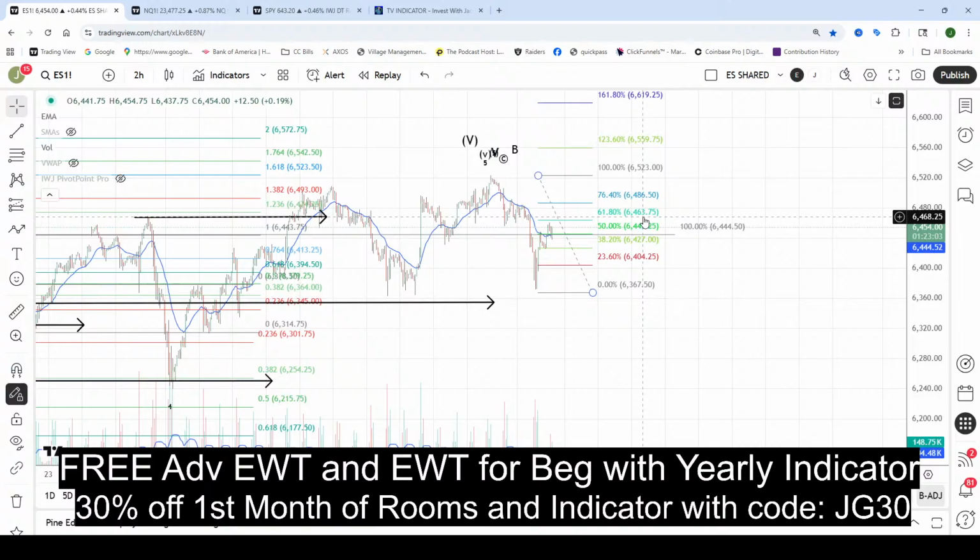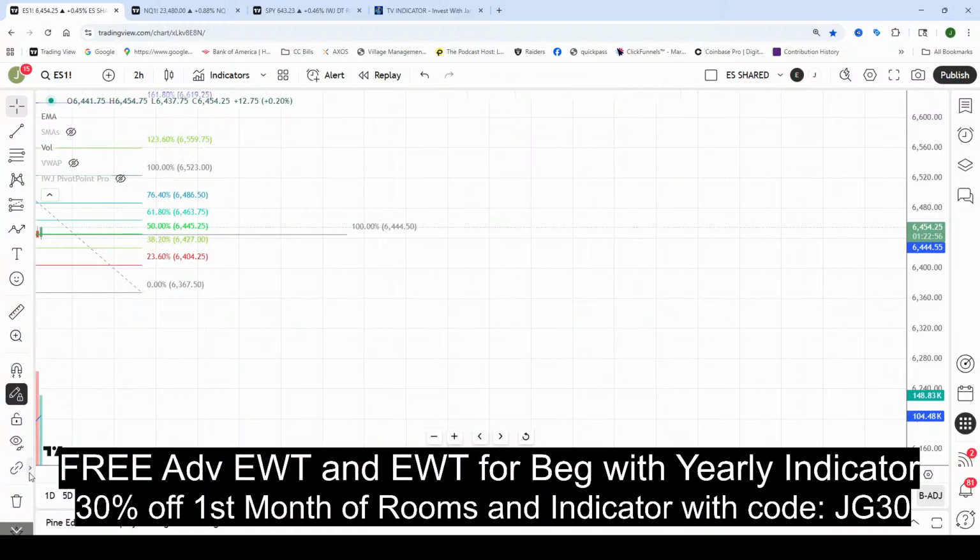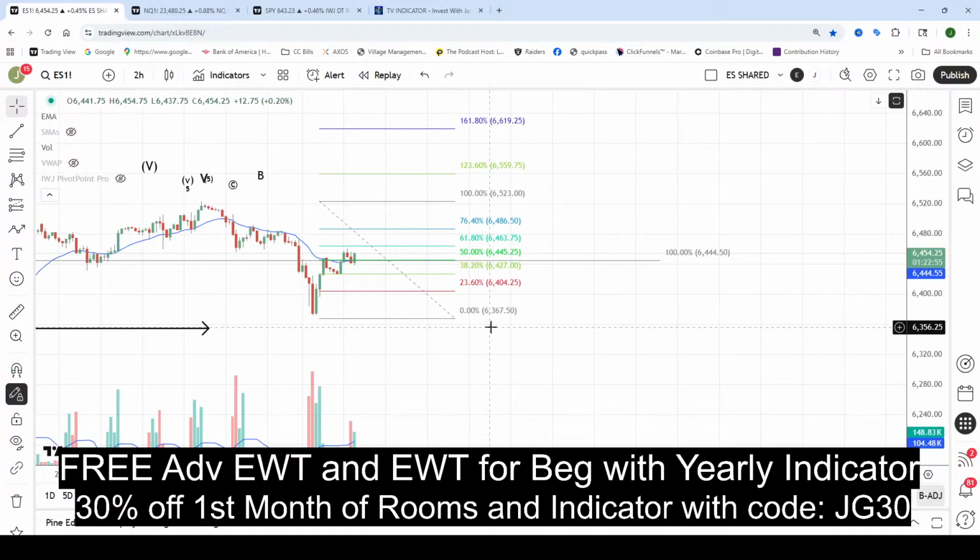Sean, no, would not be 5 up from yesterday's low. Let me look at the fibs. I don't think it would be. Can't tell you for sure.